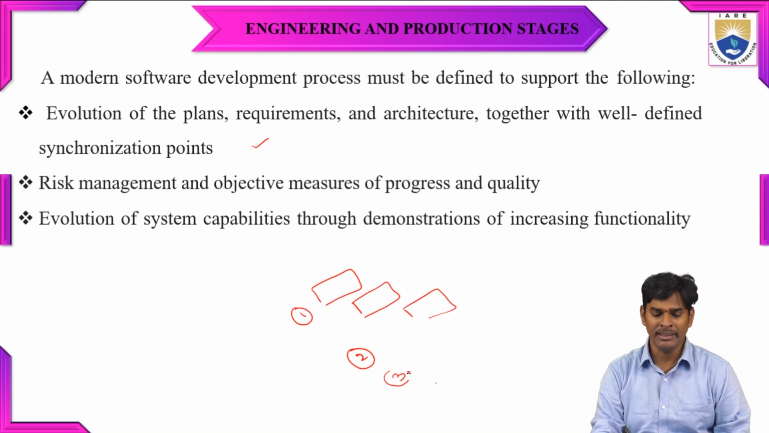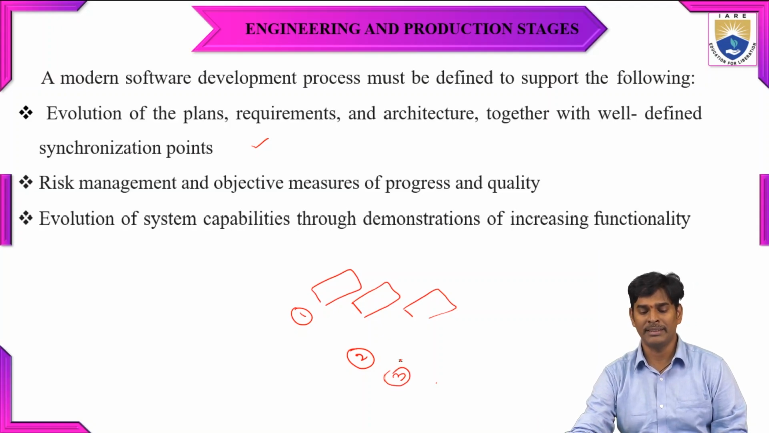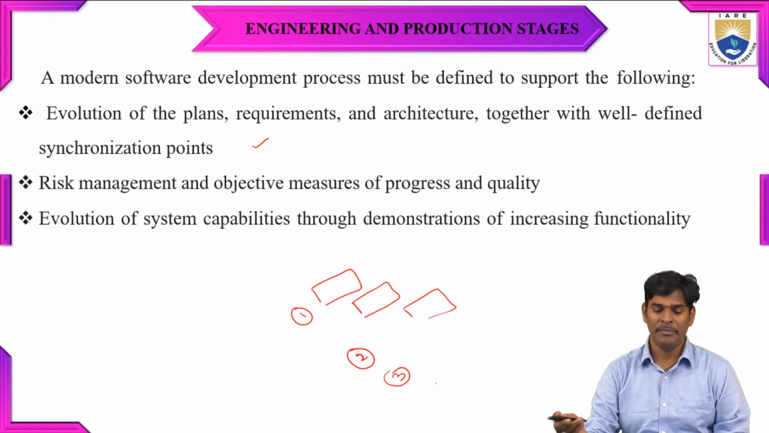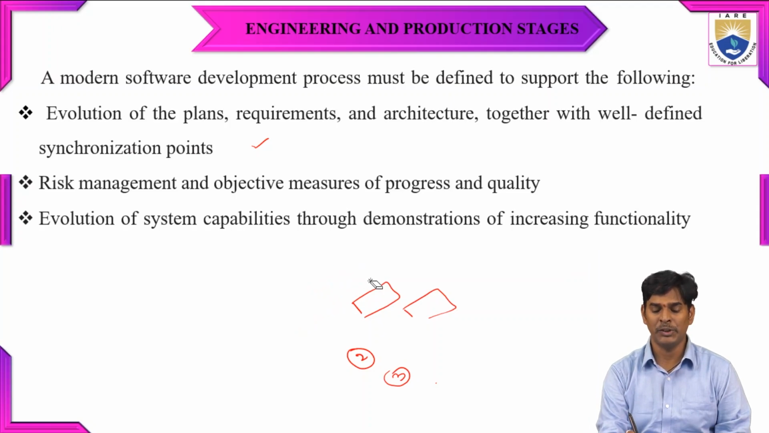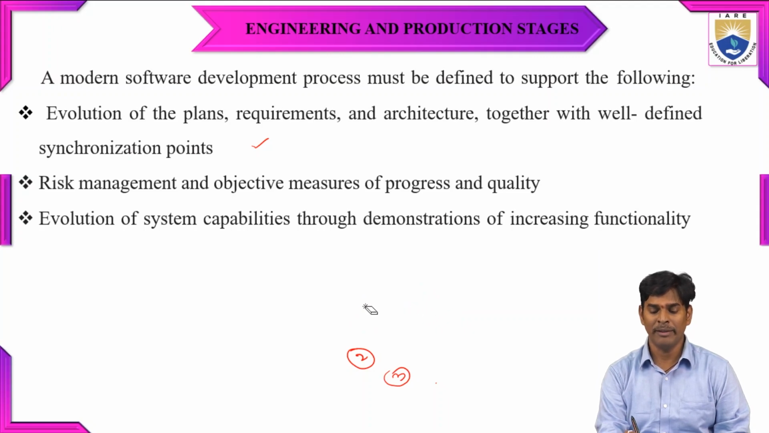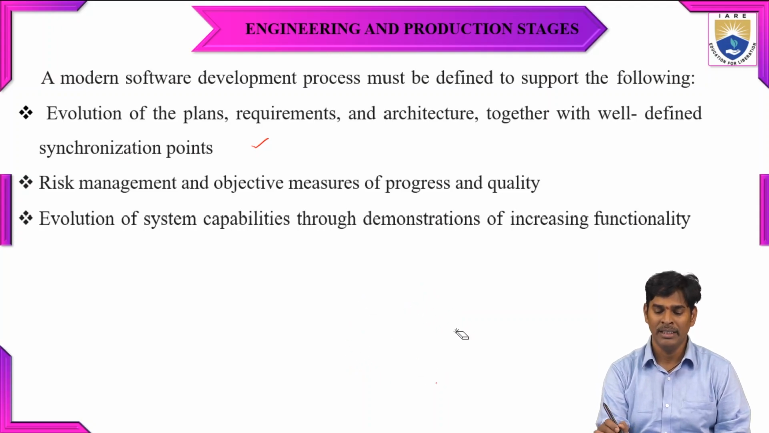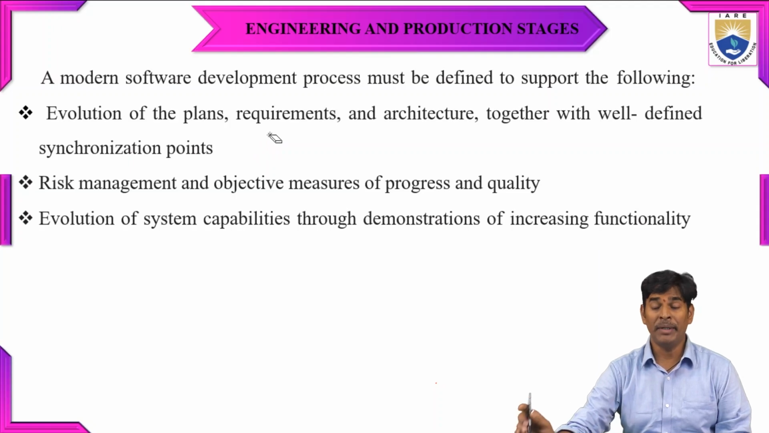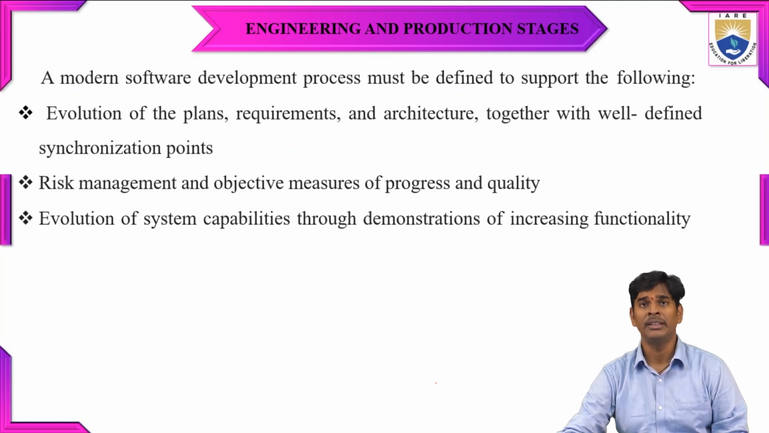The next one is evaluation of capabilities through demonstration. In the modern iterative process, demonstrations will happen so that if any problem is faced, they can rectify it immediately. Whereas in the conventional process, they cannot have a demonstration in the middle of the project. So that is the main difference between the conventional and the modern iterative software development.